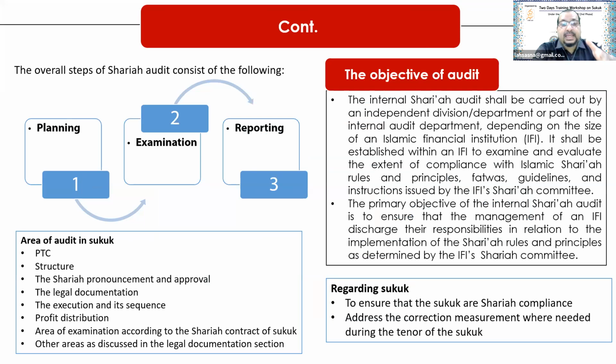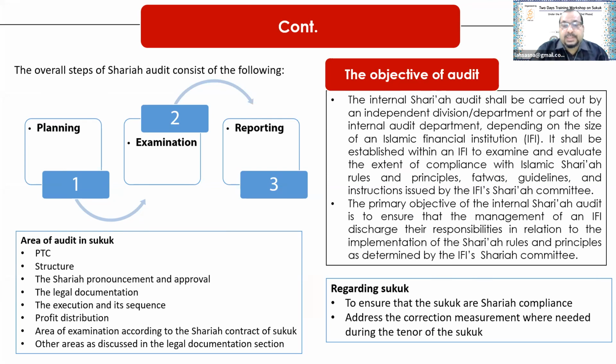It is from planning, examination, then you put your report. And the objective of the audit is basically to ensure compliance, and it is post-exercise, compared to the Sharia board, which is pre-exercise. The objective is to ensure that the Sukuk are Sharia compliant and to address correction measures, because sometimes you may have corrections, like in the case of Dana Gas. If it is fixed, we make it not fixed. If it is guaranteed, we make it not guaranteed. That's the correction that you should do.